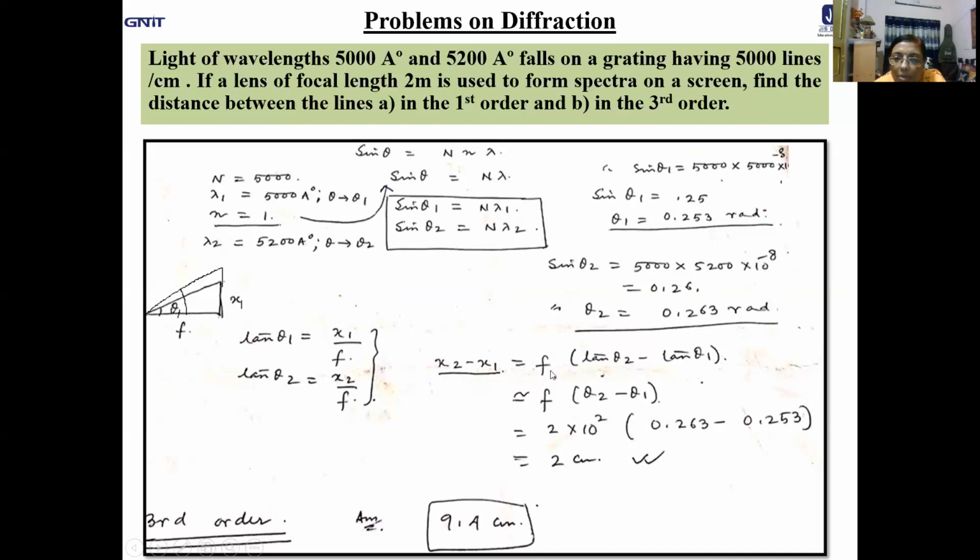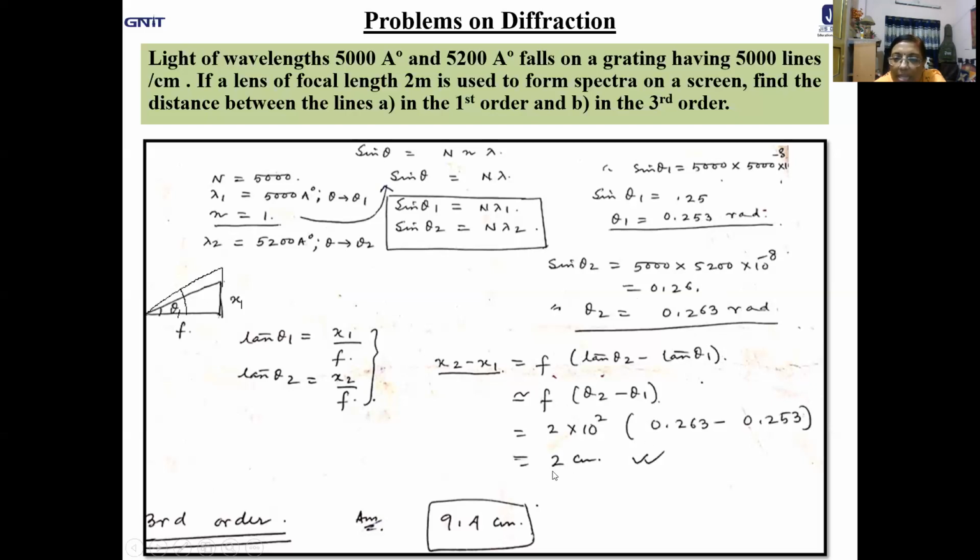Now what about x2 minus x1? Look here, tan theta 1 equal to x1 by f. Similarly, tan theta 2 equal to x2 by f. So what about x2 minus x1? You are asked to find out. That is f into tan theta 2 minus tan theta 1. That means nearly equal to theta 2 minus theta 1 since the values are small. So let us put the value of theta 2 minus theta 1.